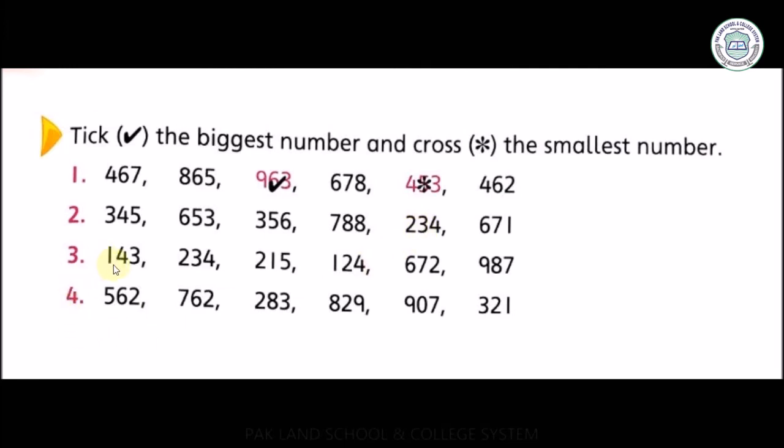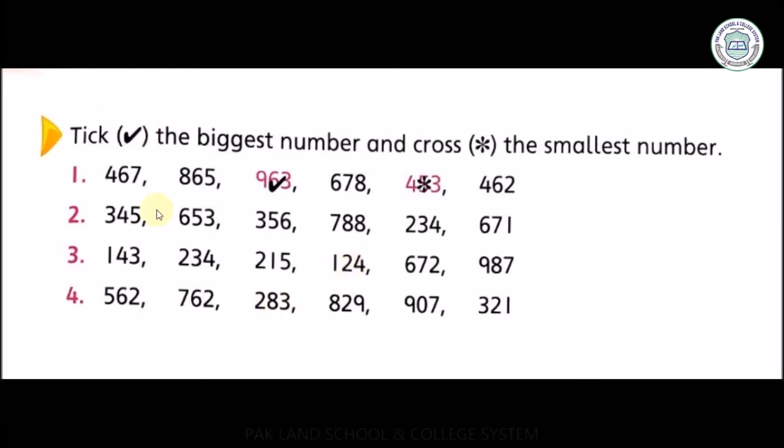Next example we have 134, 234, 215, 124, 672, 987. We have to take the biggest number in it, and that is 987. And the smallest number in this column is 124. We have to cross the smallest number, and that is 124.